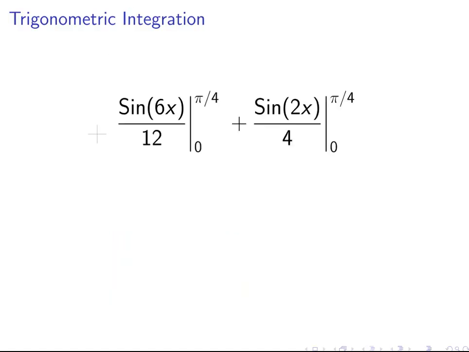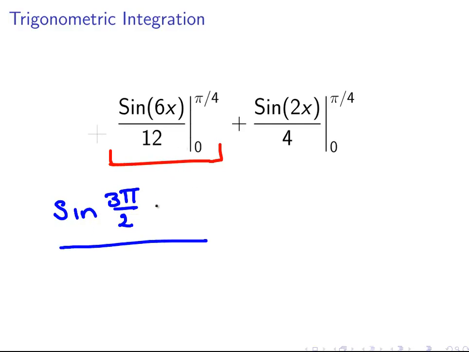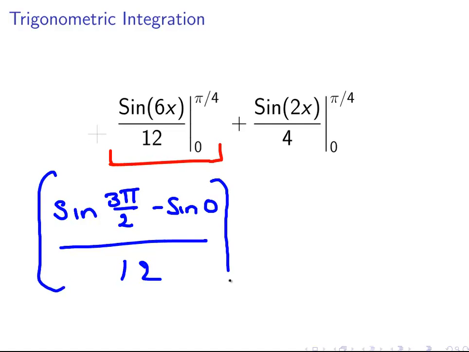So let's just do that. On one side, we'll look at this expression here first. That one there. So that's sine of 6 times pi over 4. That's 6 pi over 4, or in other words, 3 pi over 2. And minus sine of 0, all over 12. And that is that side.